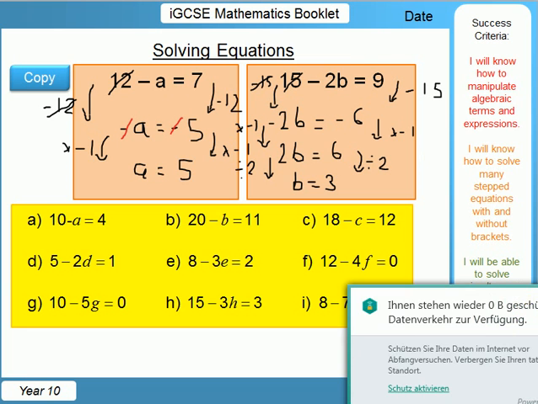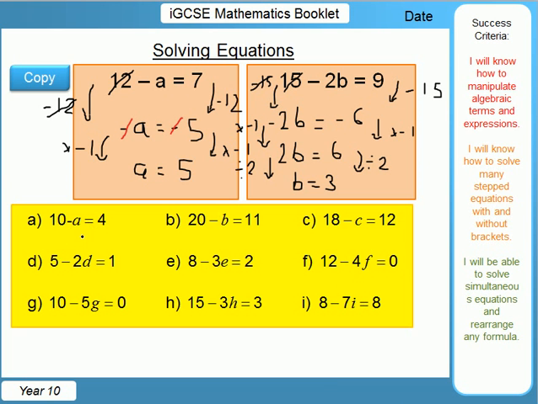Okay, let's go through the answers. So, A is equal to 6, B is equal to 9, C is equal to 6, D, in this case we have to be a little bit careful with our minuses, is equal to 2. In the same way, E will also be equal to 2 as well.